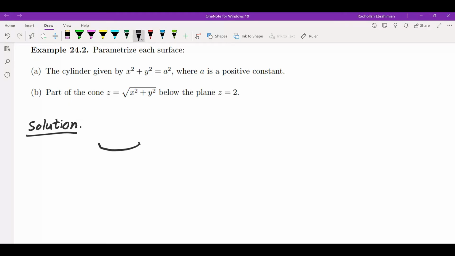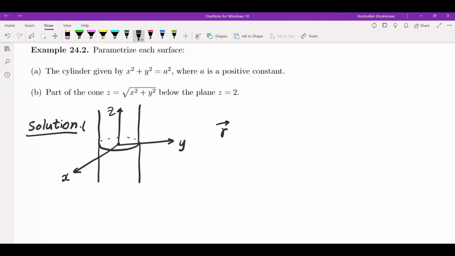So let's draw a diagram for this. The surface looks like this. It's the entire cylinder, so there is no limitation on z. So how do we parameterize this? Well, this is not the graph of a function. So we could use the spherical coordinates. I'm sorry, we could use cylindrical coordinates.